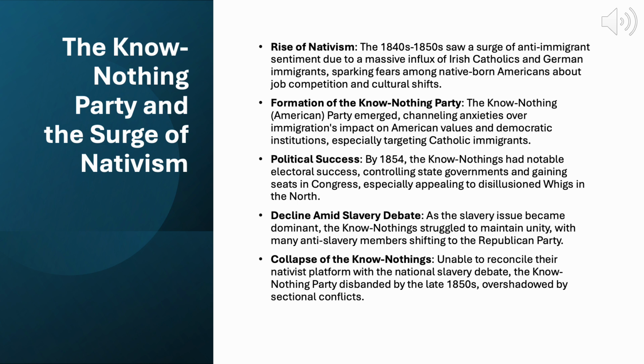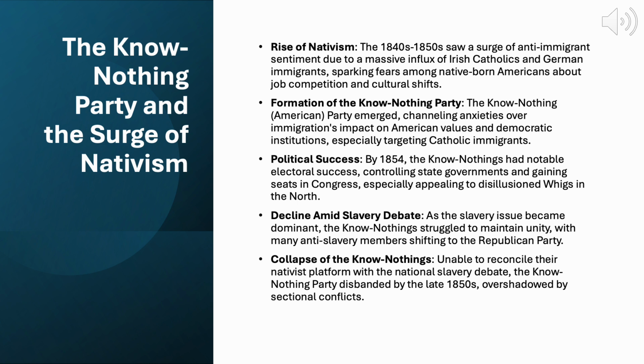The Know-Nothing Party, formerly known as the American Party, emerged in response to these sentiments. Their members earned the name Know-Nothings from their tendency to answer questions about their activities with the phrase, "I know nothing." The Know-Nothing Party's appeal lay in its ability to tap into widespread fears about immigration's impact on job competition, public order, and cultural values.